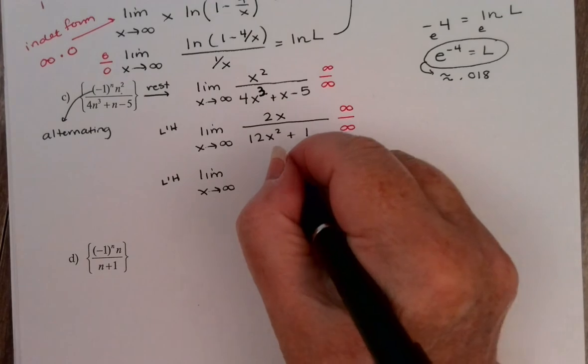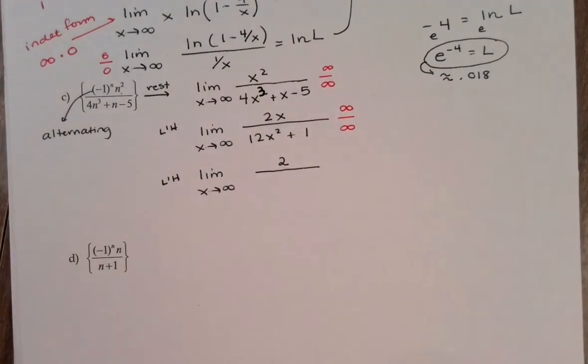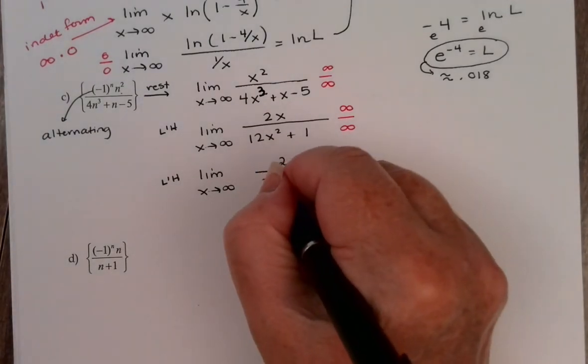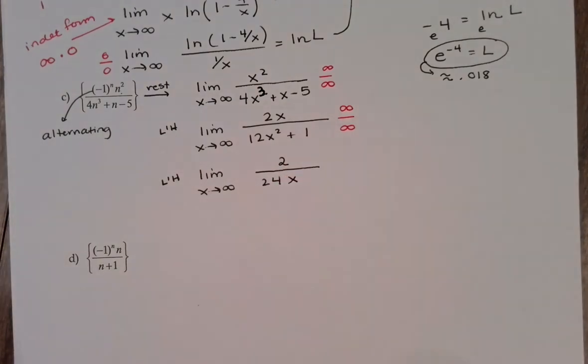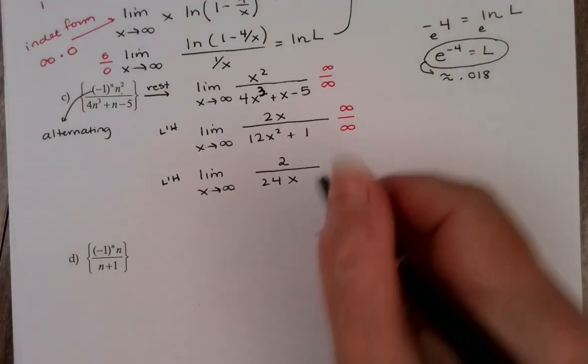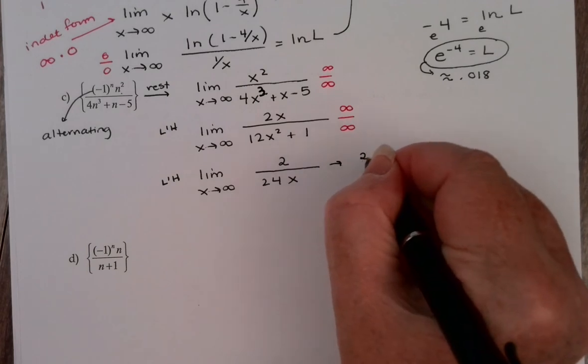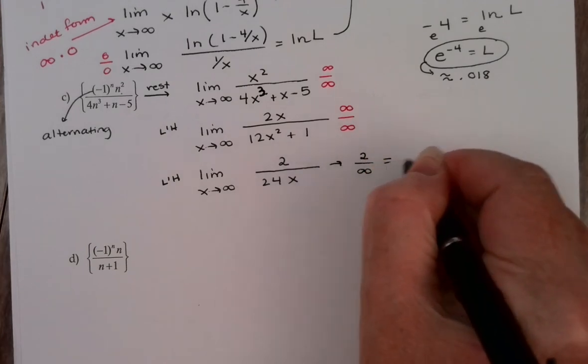And this time the top just becomes 2. Derivative of the bottom would be 24x. And notice this is now 2 over infinity, or 0.